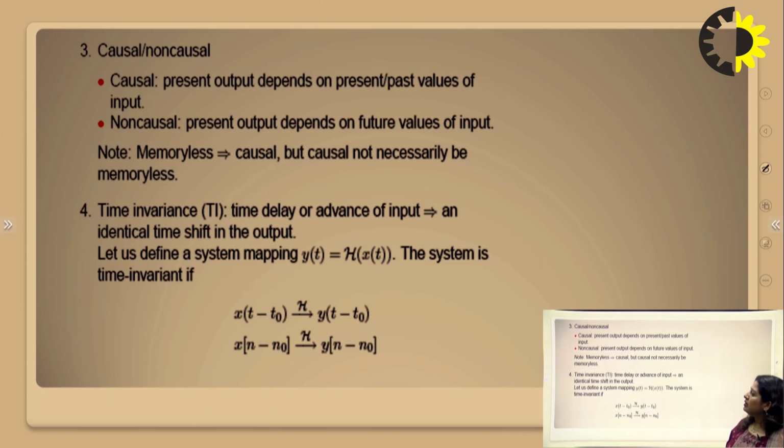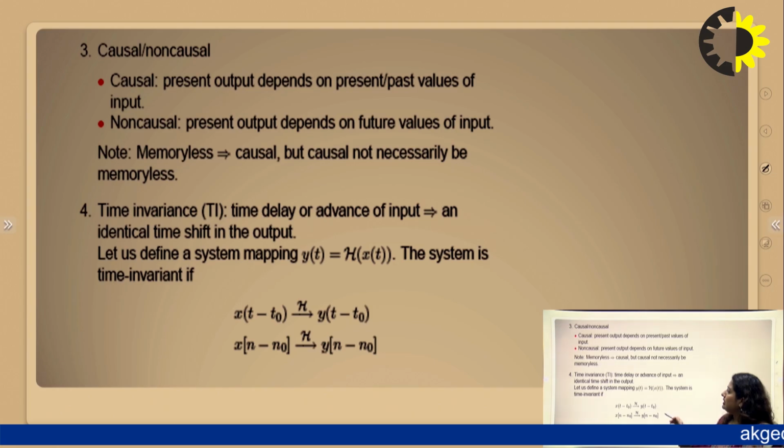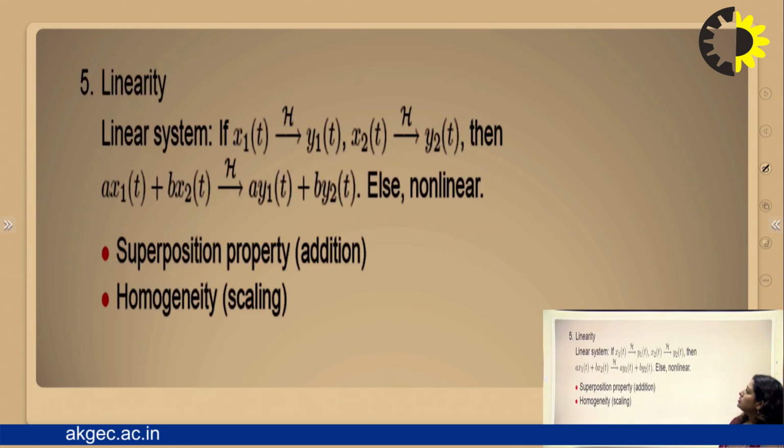Then time invariance: if you delay the input by t naught, then there will also be a delay in the output by t naught. So x(t minus t naught) is applied to the system, and you get y(t minus t naught) for the continuous time system. Similarly, for the discrete time system, x(n minus n naught) is applied, then you get y(n minus n naught). So the next property is the linearity property.